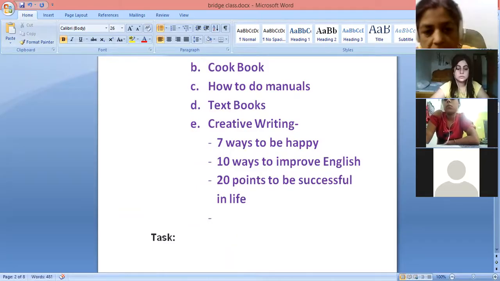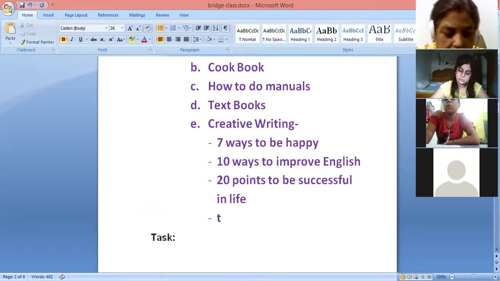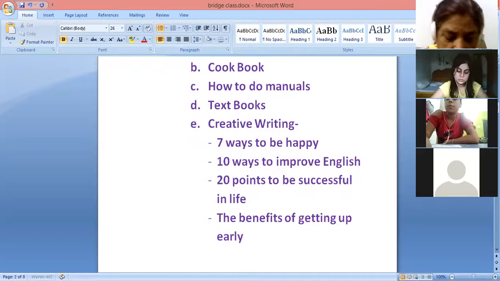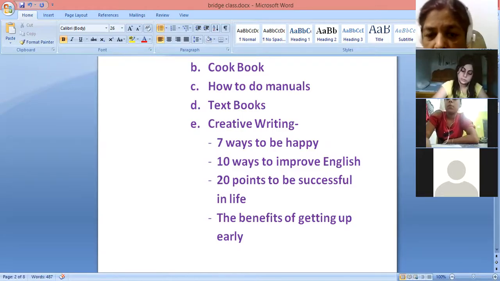And then the benefits of getting up early. So what are the benefits of getting up early? This will also come under the category of expository writing. You know some facts and figures, you are informing people, like it has been helpful to you and it can be helpful to others also.